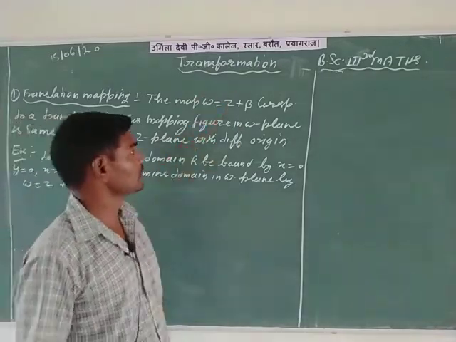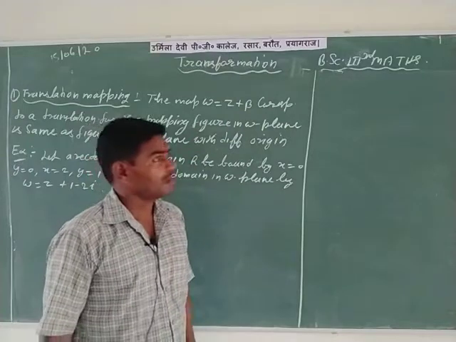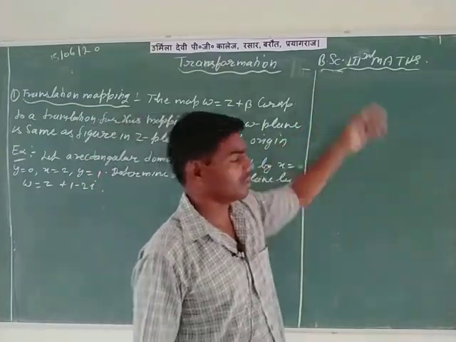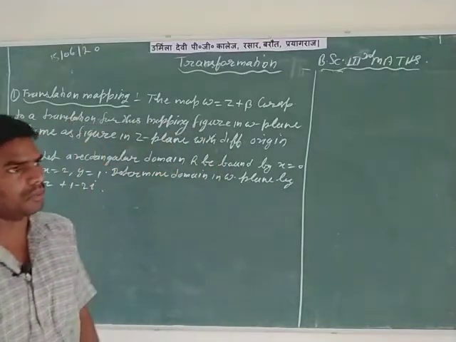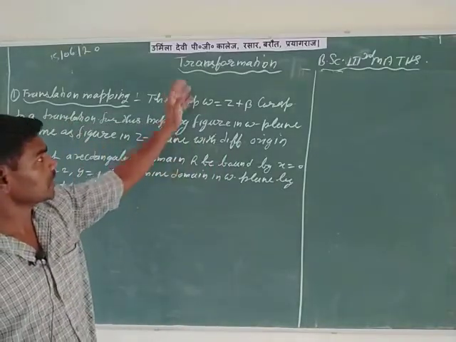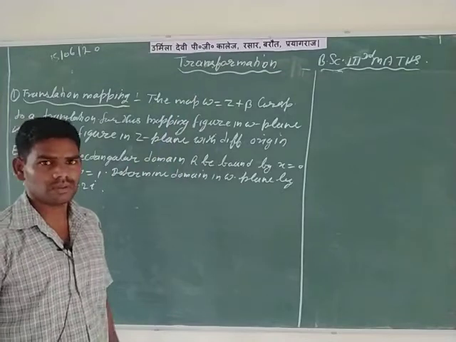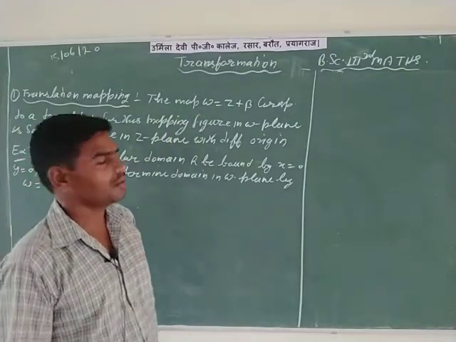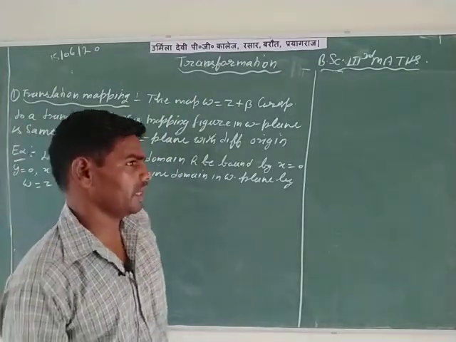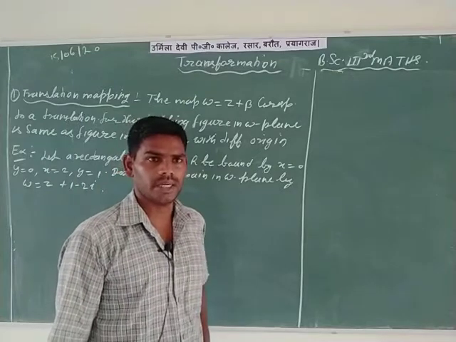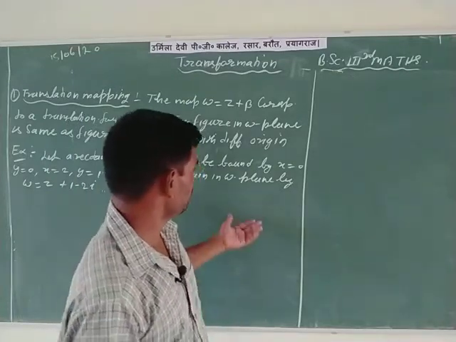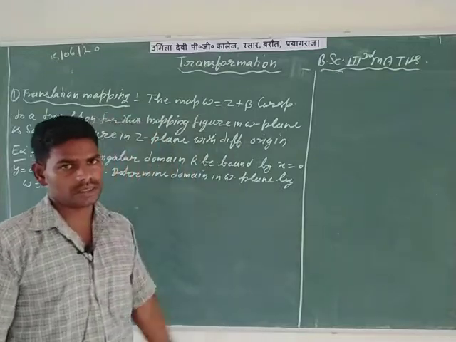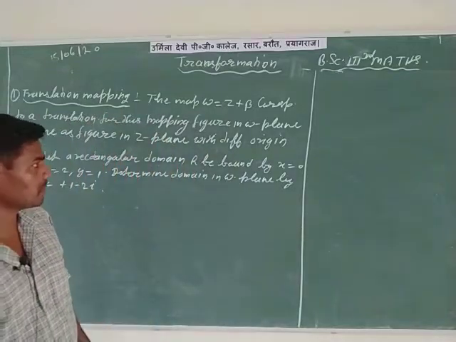Today we discuss the transformation chapter of the BSc third year mathematics syllabus in the complex number book. This transformation is a mapping between two planes. The first plane is denoted by the Z plane and the second plane is the W plane. Here Z is a complex plane and W is also a complex plane.